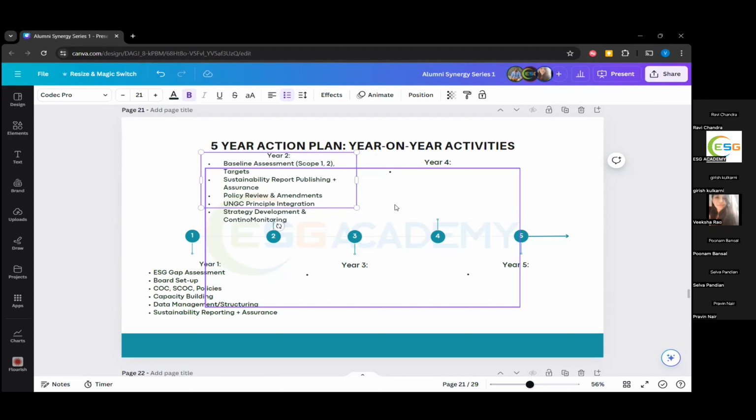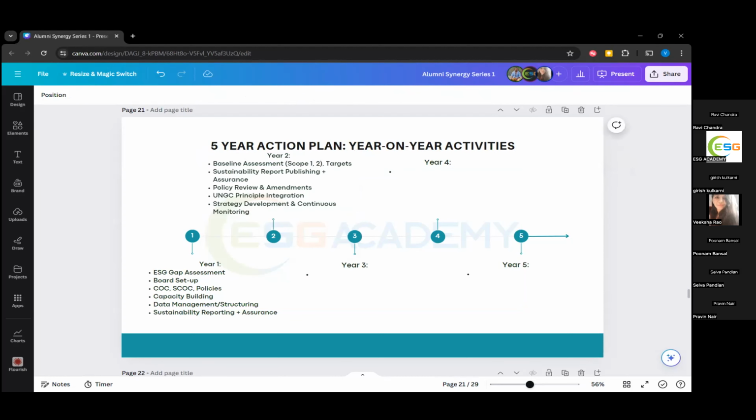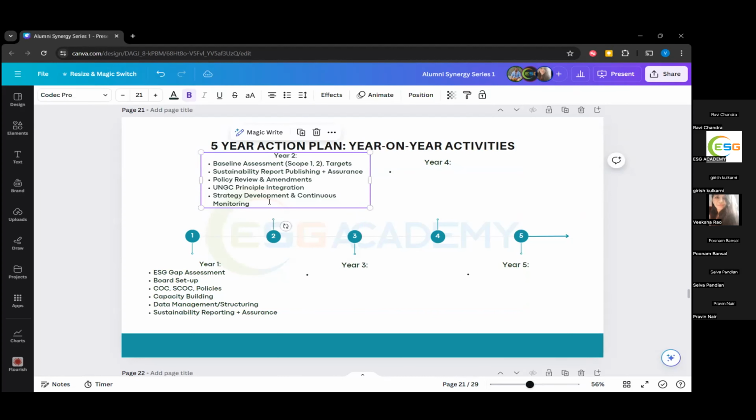Continuous monitoring, they are important, of course. At the end of the day, sustainability reporting and assurance will be the closure. So probably now in year 3, we can actually think of baseline setting and target setting.